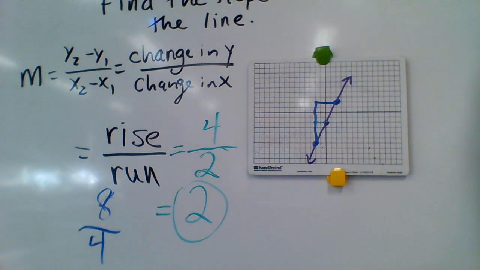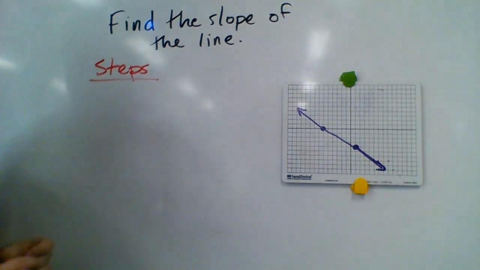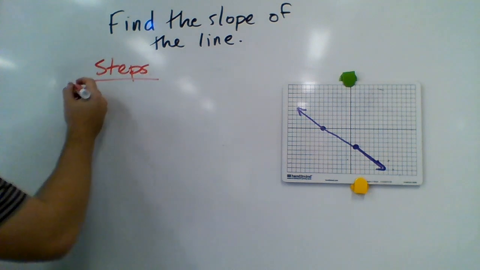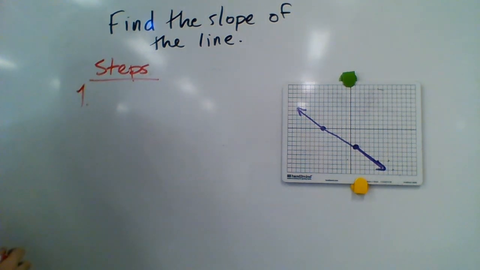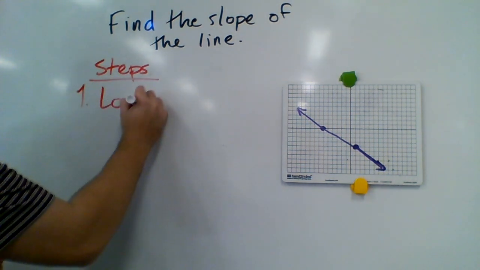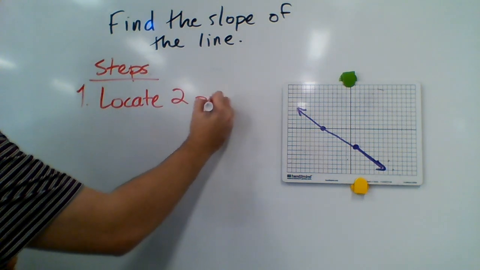Now, we're going to go through the step-by-step procedure for this, just like we did before. So make sure you're ready to write down your step-by-step procedure. All right, here comes our step-by-step procedure. Step number 1 is going to be to locate 2 points.